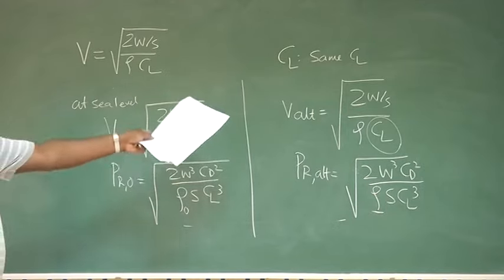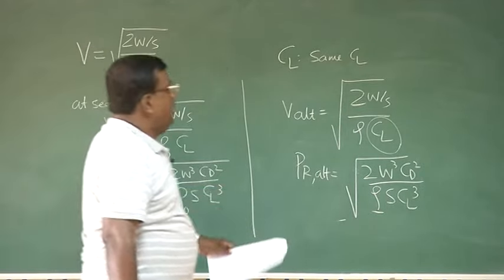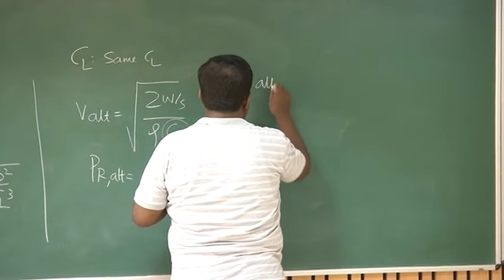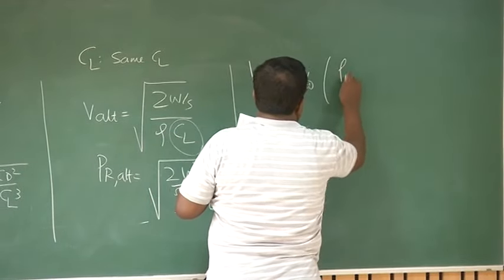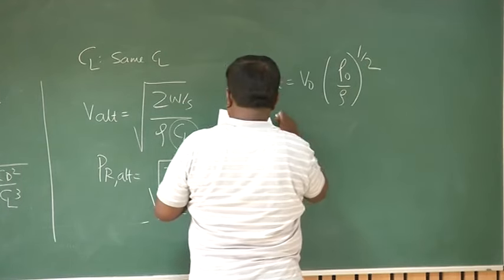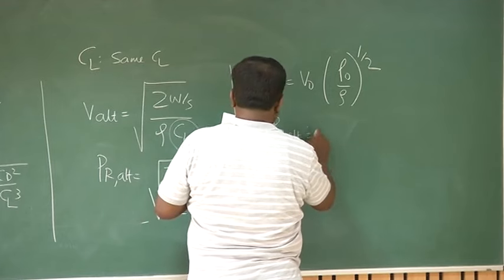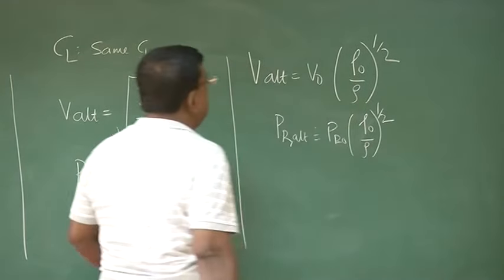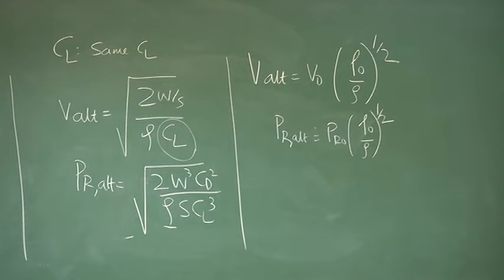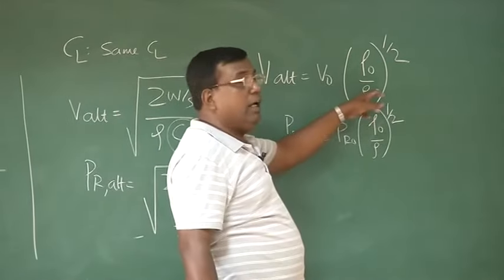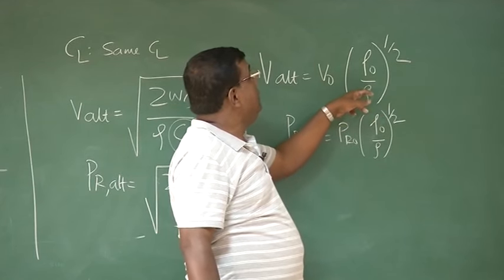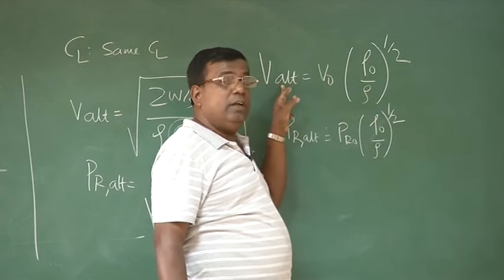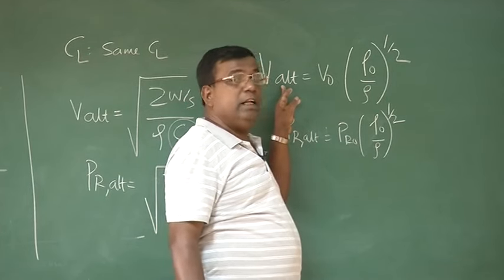So using these two equations, I can write in a combined way V at altitude equal to V naught into rho naught by rho to the power half, and power required at altitude is equal to PR naught into rho naught by rho to the power half. So what is the meaning of that? It's very clear. As I'm going higher and higher, the rho value is going to become lesser and lesser. So this ratio will go on increasing. I need higher velocity to fly at the same CL to maintain lift equal to weight.